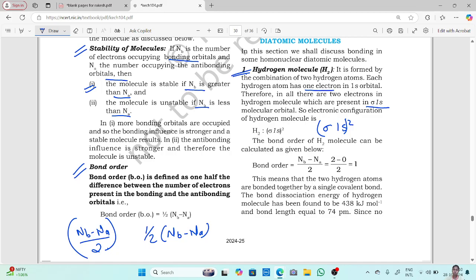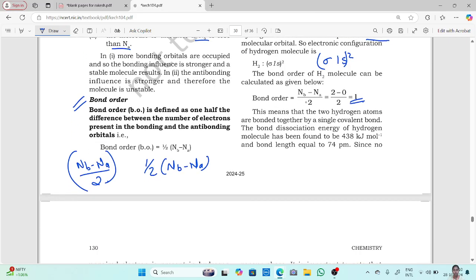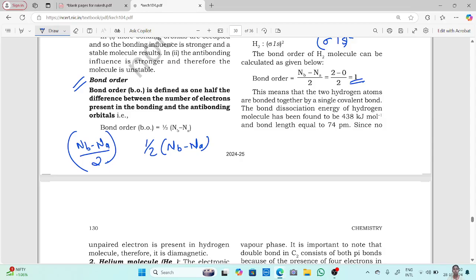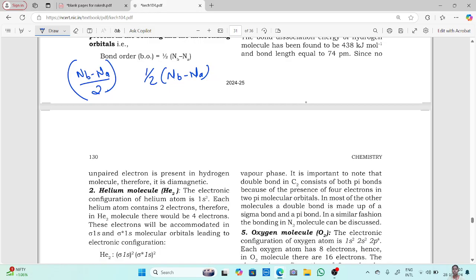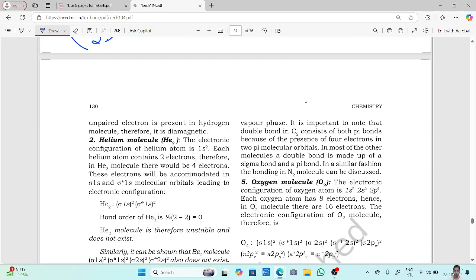Now, the bond order of the H2 molecule. How will you calculate the bond order? Two electrons are there in the bonding orbital, minus 0 electrons in the antibonding, divided by 2. So the bond order will be 1. This means the two hydrogen atoms are bonded together by a single covalent bond. The bond dissociation energy and bond length were calculated earlier. You don't have the method of calculation here. Since no unpaired electron is present in the hydrogen molecule, it is diamagnetic. So you can get questions on these molecules also.